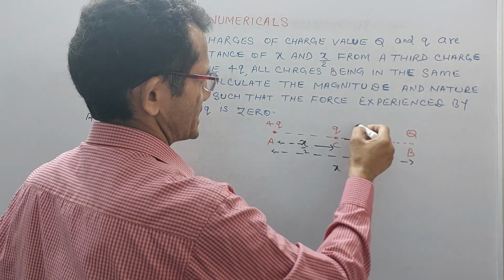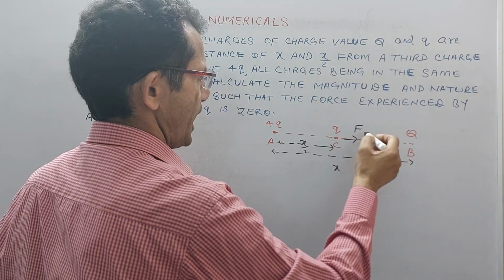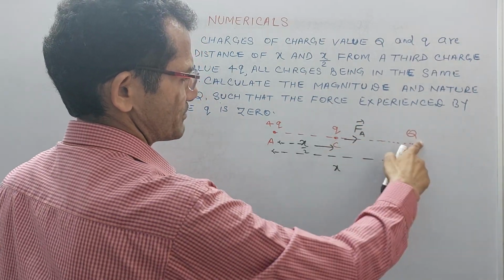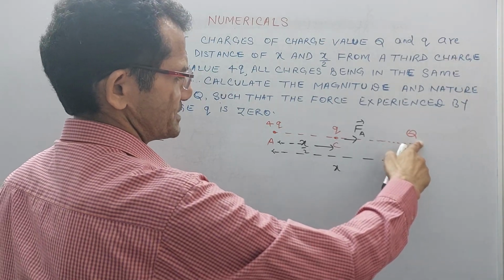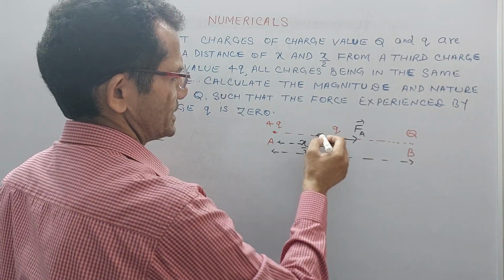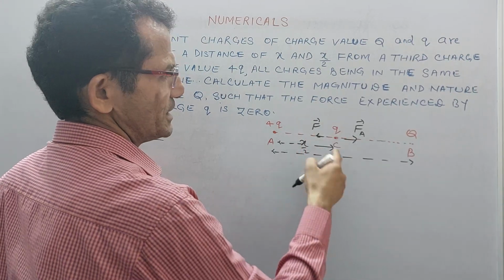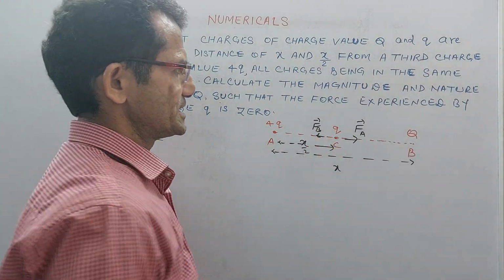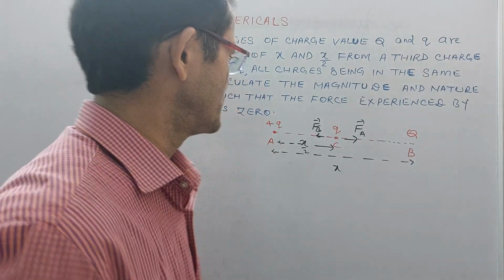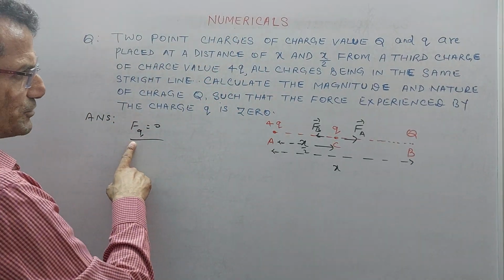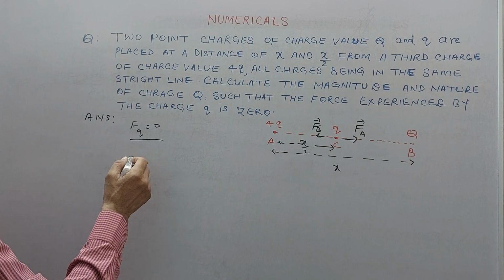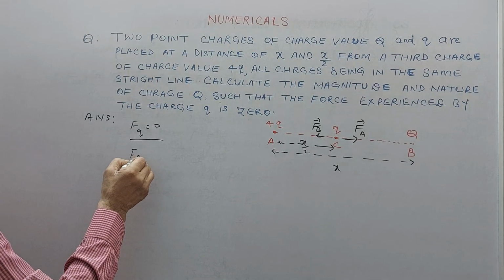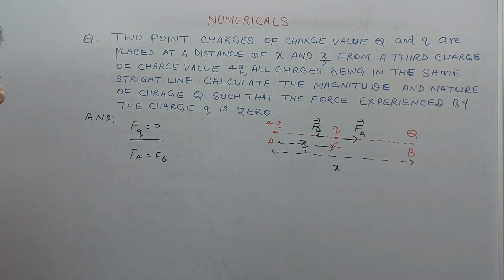Suppose this force acting on small q is along the right side, FA. And capital Q would also apply some force along the leftwards. Suppose the force on capital Q is FB. According to the question, capital Q should be at rest, which means it is not experiencing any force. So the net force on the charge Q should be 0. Since they are anti-parallel, FA goes rightwards and FB goes leftwards, both should have the same magnitude. FA is equal to FB.